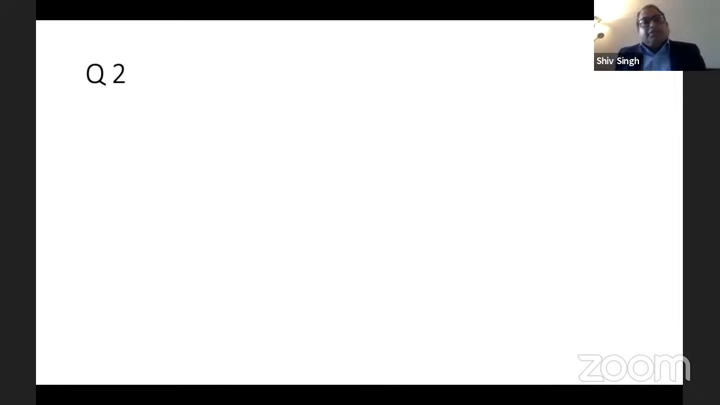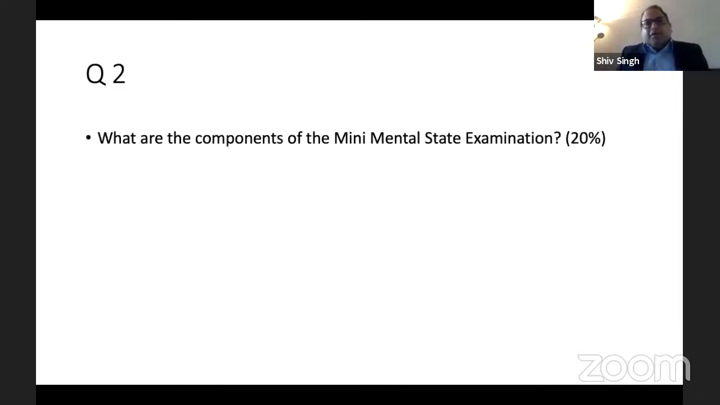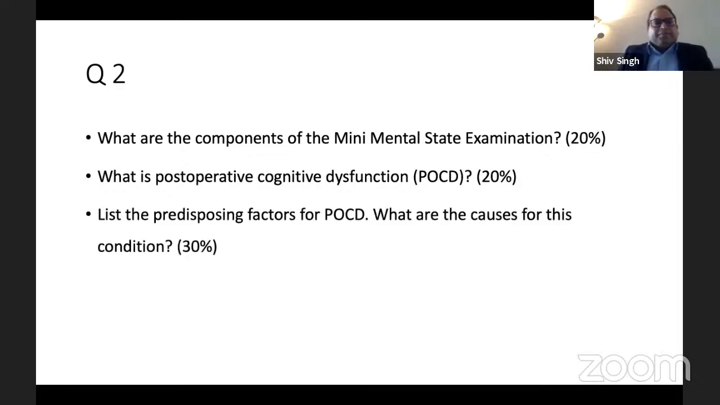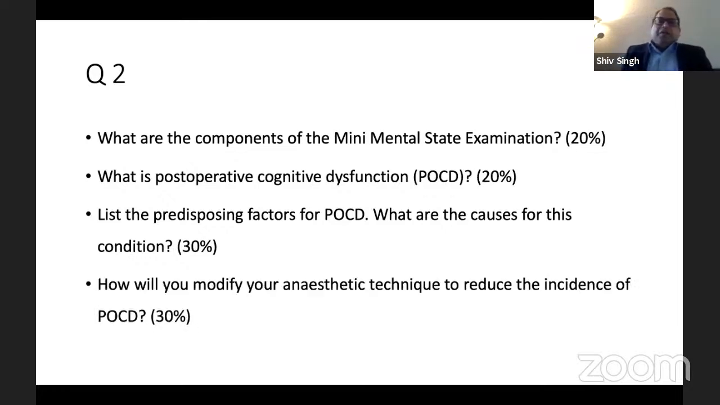Coming to the second question. The second question is on POCD. The first part of this is, what are the components of the mini mental state examination, MMSE? This is only 20%. What is postoperative cognitive dysfunction? This is another 20%. List the predisposing factors for POCD and what are the causes for this condition? That is 30%. And how will you modify your anesthetic technique to reduce the incidence of POCD? That is 30%.